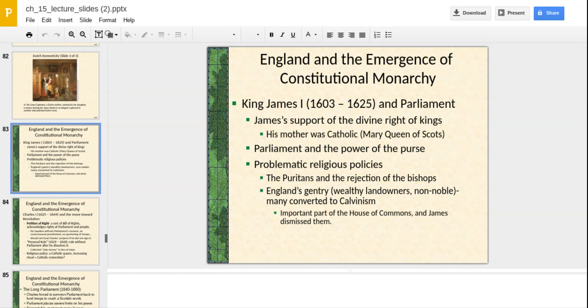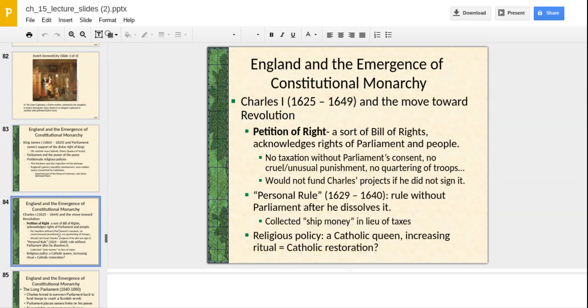Now, he has some problematic religious policies. The Puritans are creating issues in England. They reject the bishops because they're hardcore, as you know, with the Puritans. Now, England's gentry, they're wealthy landowners and non-nobles. Many of them had converted to Calvinism, so they're Protestant. And they have an issue here with too much Catholicism. James dismisses him. That's going to be a problem.